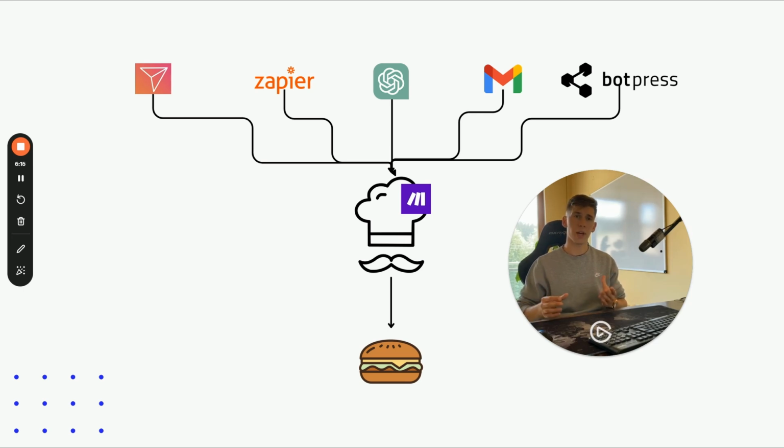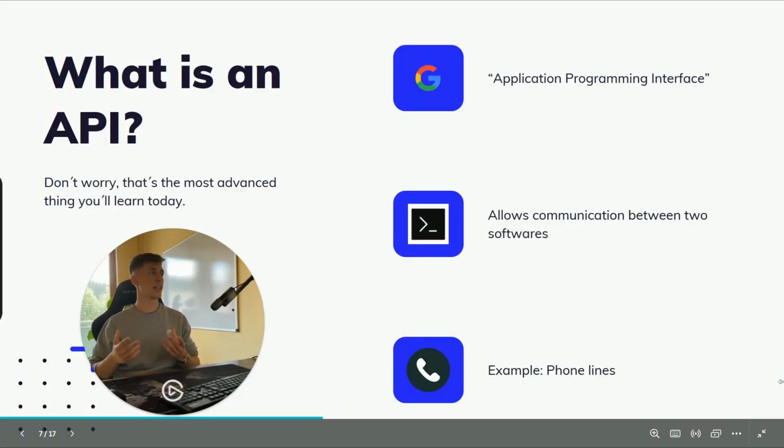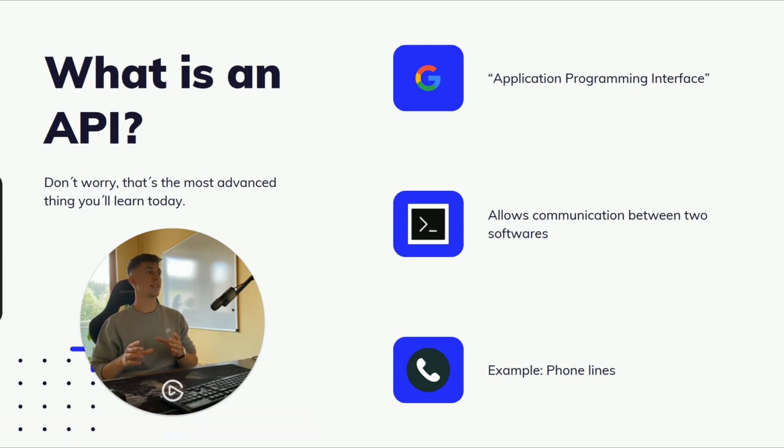Now, what is an API and how can we incorporate it? We're going to get into that now. So what actually is an API? Don't worry, that's the most advanced thing you'll learn today. But an API, if we put it straight into Google, the key definition is application programming interface. And if you ask us as our agency, it basically allows communication between two softwares.